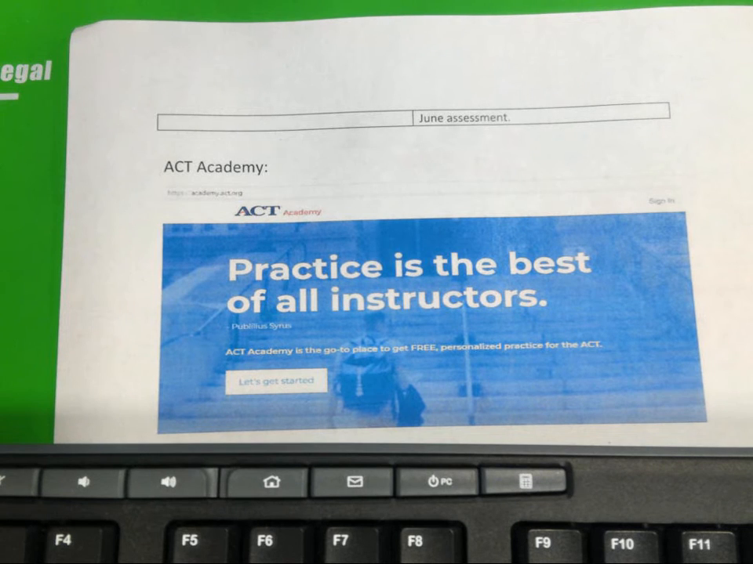Okay. This is what I need you to know. This is how we will attack every ACT math problem we do together this year. It's the Kaplan 3-step method for ACT math. So let's look at this. When you take the ACT, you need to incorporate this.